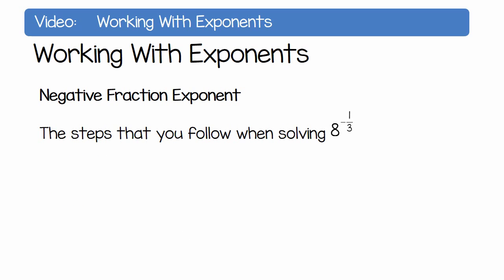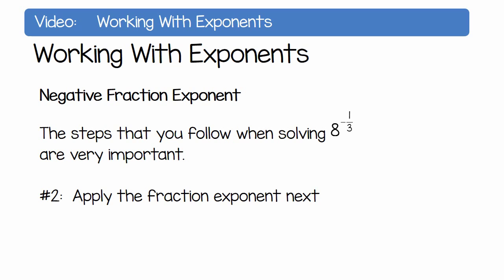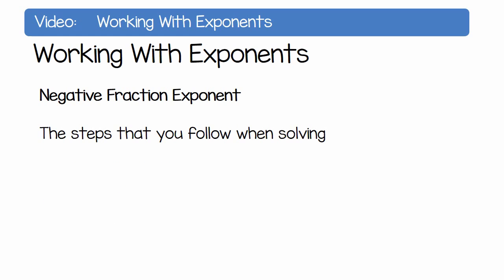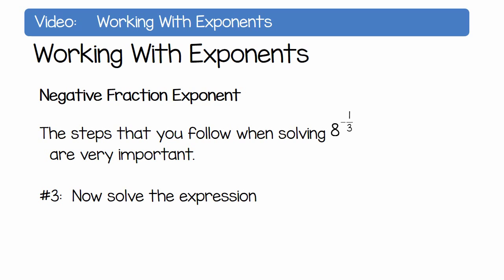Remember, the steps when solving 8 to the negative 1/3 are very important. Step number 2, apply the fraction exponent next. 8 to the negative 1/3, we already know would be 1/8 to the exponent 1/3, but now we know that 8 to the 1/3 means the cube root of 8 to the exponent 1. And continuing on, the important steps. Number 3, solve the expression.